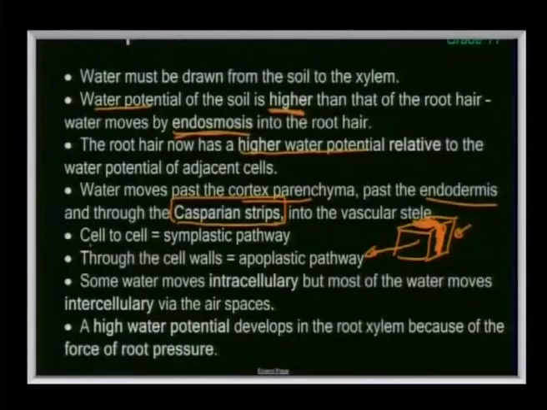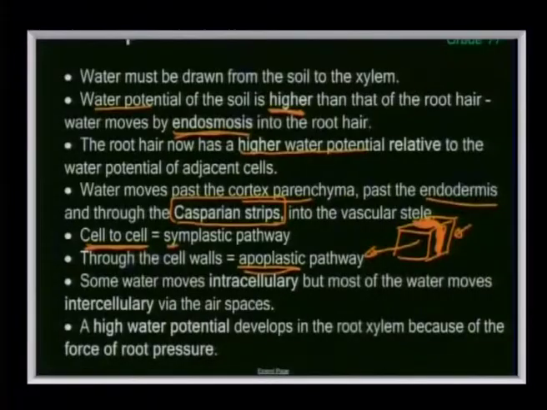Okay. If it moves from cell to cell, it's the symplastic pathway. And if it moves around and through and along the cell walls, but never goes through the membrane, then it's apoplastic. So if it goes through the cell membrane, then it's osmosis. If it moves around the cell wall, it hasn't gone through a membrane, it is diffusion. So apoplastic is diffusion, and symplastic would be osmosis.